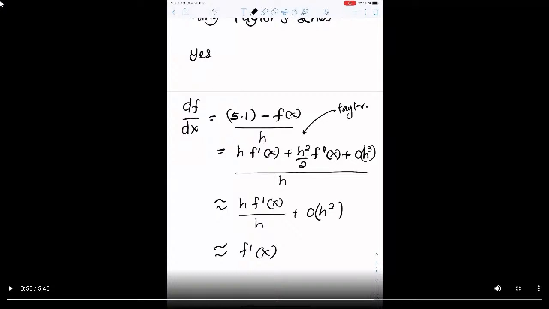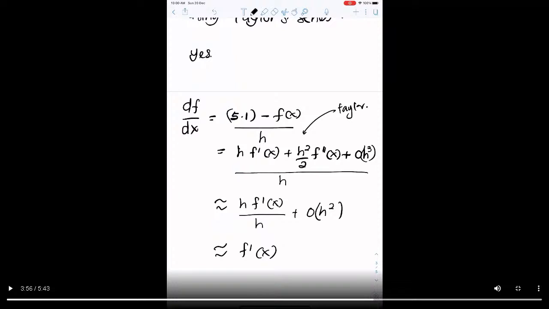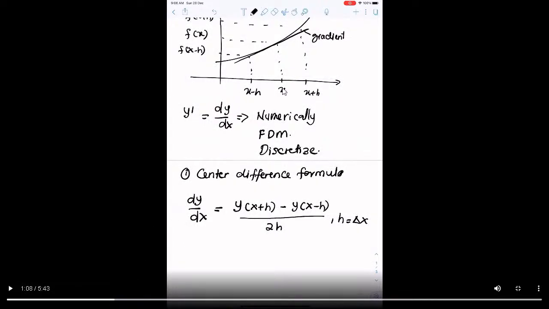So I already explained to you the formula for the center difference formula, and 5.5 is the forward difference formula, using the Taylor series 5.1. The same thing, I'm going to use Taylor series 5.1 to prove the backward difference formula. What is backward? This one you need to know. Let's go to the graph again. Backward, one step backward.